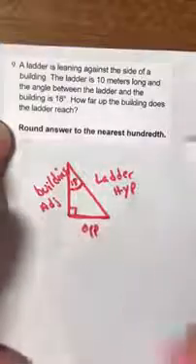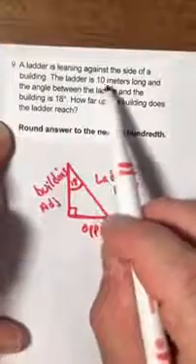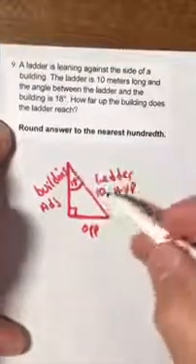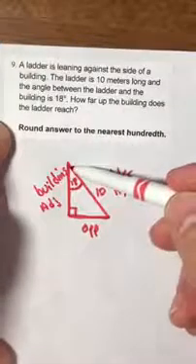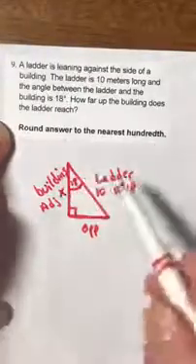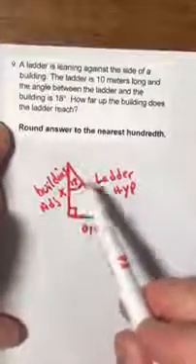Now, what 2 sides do we use? Well, we're told that the ladder is 10 meters long, so I know the hypotenuse is 10, and what are we trying to find? How far up the building does the ladder touch the building? This is X.